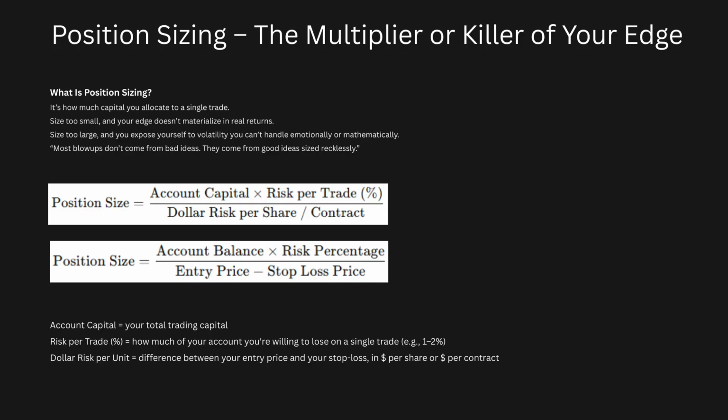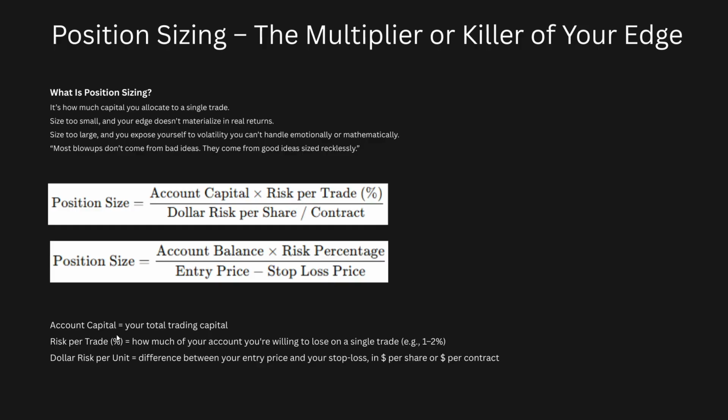So what is position size? The formula for this is your account capital multiplied by your risk per trade as a percentage, divided by the dollar risk per share or contract. This is more applicable if you're trading CME futures, say, for example, Bitcoin on CME futures, where there is a certain notional size behind each contract. A slightly simpler way to think of this formula is account balance times the risk percentage, divided by the entry price minus the stop loss price.